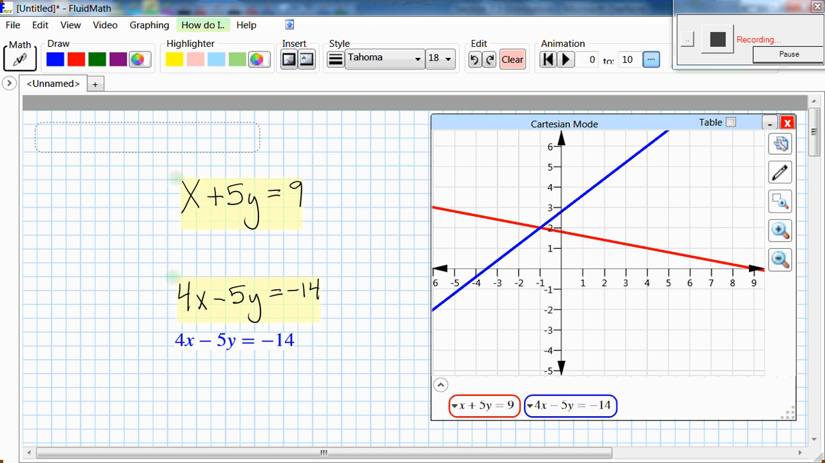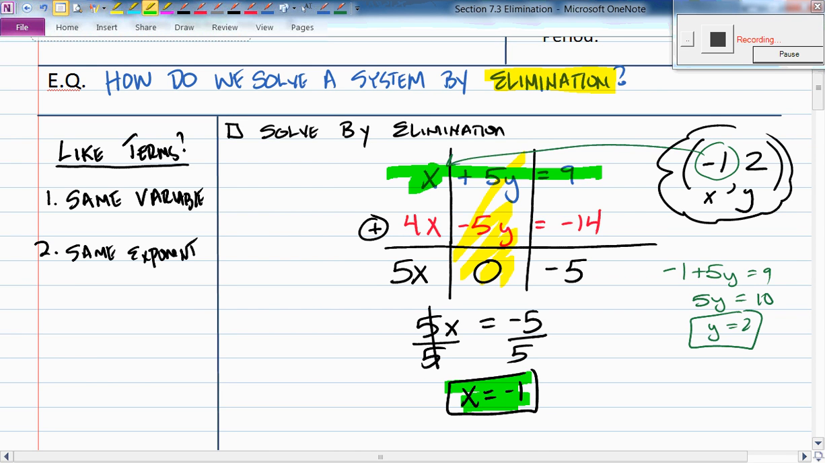All right. That means that point right there, negative 1 comma 2, clearly matches up with the point that we found. And we solved it by elimination, though. We checked it by graphing. What do you guys think? Pretty good? Yep. All right, good.